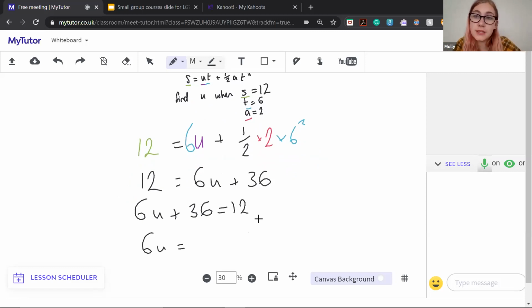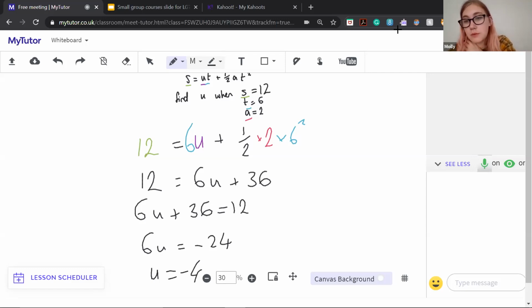So 12 minus 36, that's minus 24. And then divide both sides by 6. So u there is minus 4. So hopefully that makes sense.